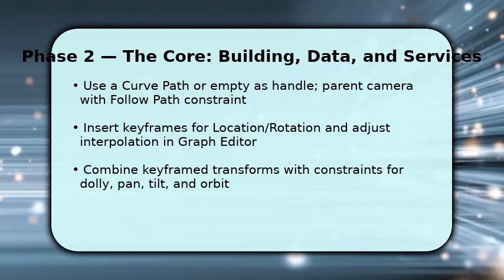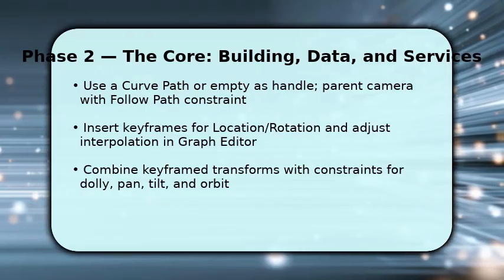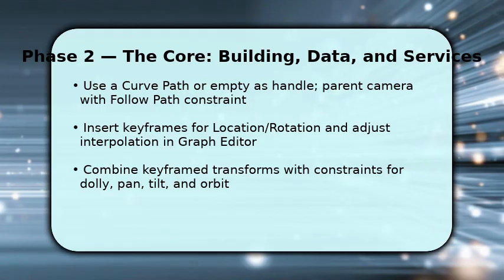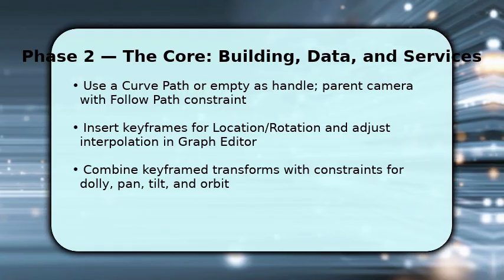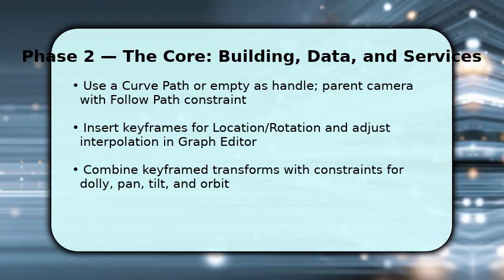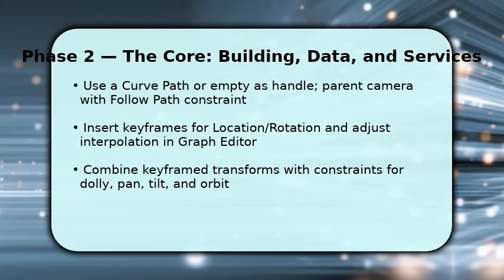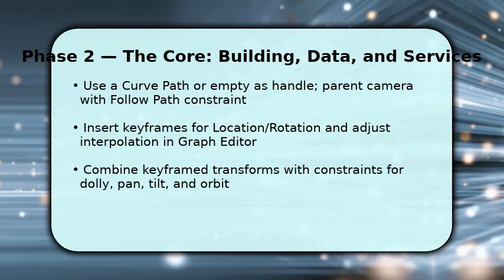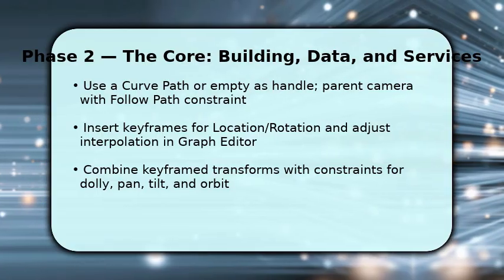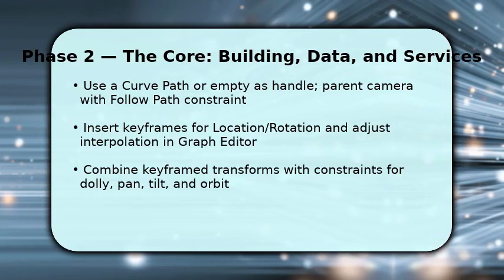Now you create the actual motion by combining keyframes and constraints. Add a curve path or an empty to act as a handle, then parent the camera, or add a follow path constraint and animate the path offset. Insert location and rotation keyframes for important beats, and refine timing using the graph editor.